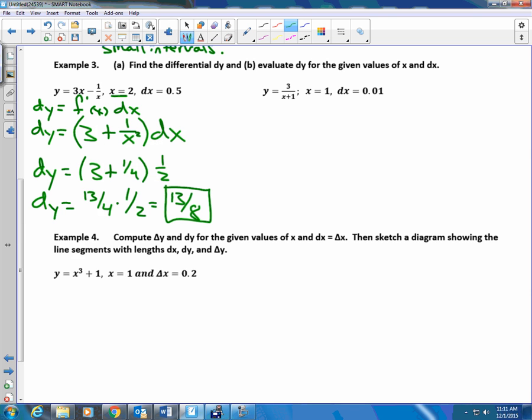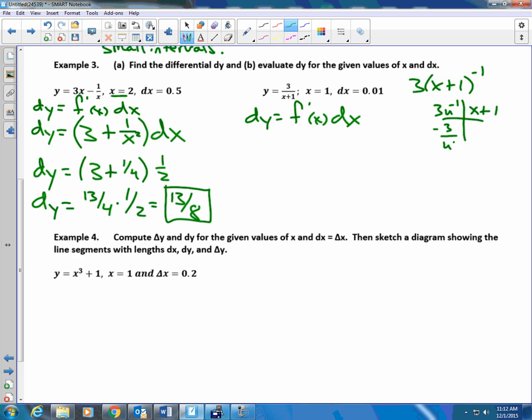Let's do it again. We have, again, dy is equal to f prime of x dx. In order to take the derivative of that, what do I have to use? Quotient rule. However, it would be better for us to use the chain rule because we can write it to the negative 1 power. So that will be nicer for us. The inside is x plus 1. The outside is 3u to the negative 1. What is the derivative of 3u to the negative 1?